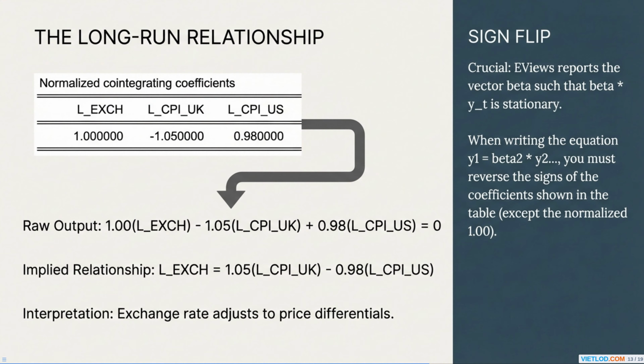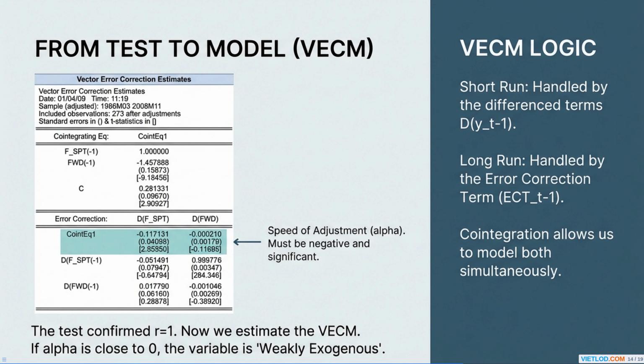So, from the raw output, 1.00 times L exchange minus 1.05 times L CPI UK plus 0.98 times L CPI US equals 0. We rearrange this to get the implied long-run relationship. L exchange equals 1.05 times L CPI UK minus 0.98 times L CPI US. This interpretation suggests that the exchange rate adjusts to price differentials, aligning with economic theory.